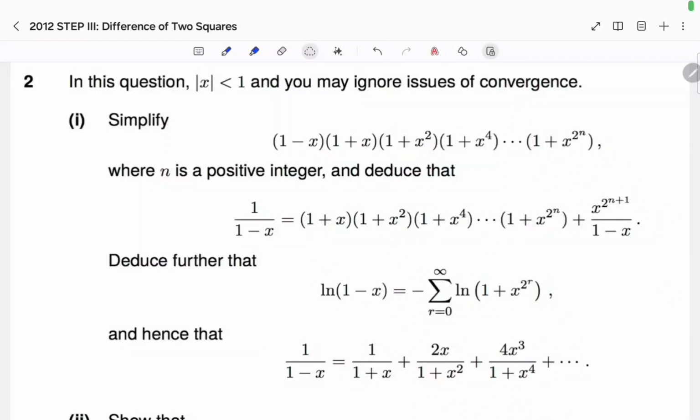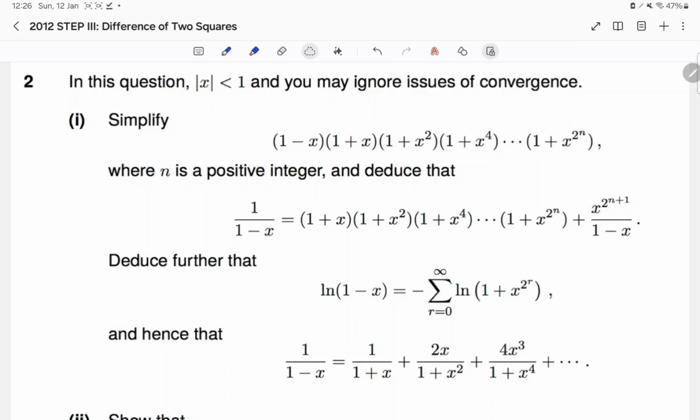Hello and welcome back. Today we'll be doing question 2 from the 2012 STEP Paper 3. So, let's get started. Question 2. In this question, the modulus of x is less than 1 and you may ignore issues of convergence.